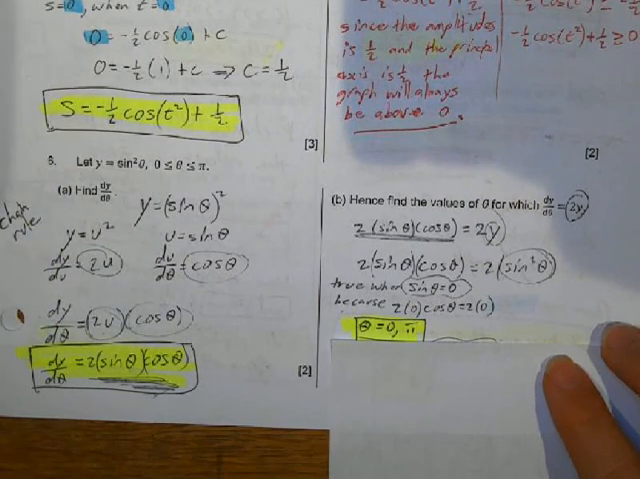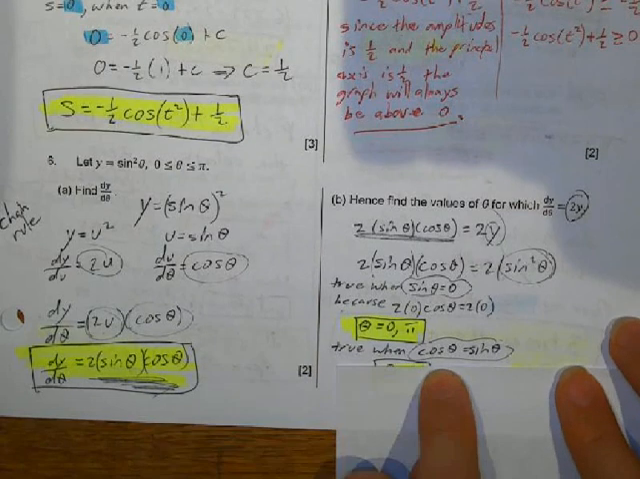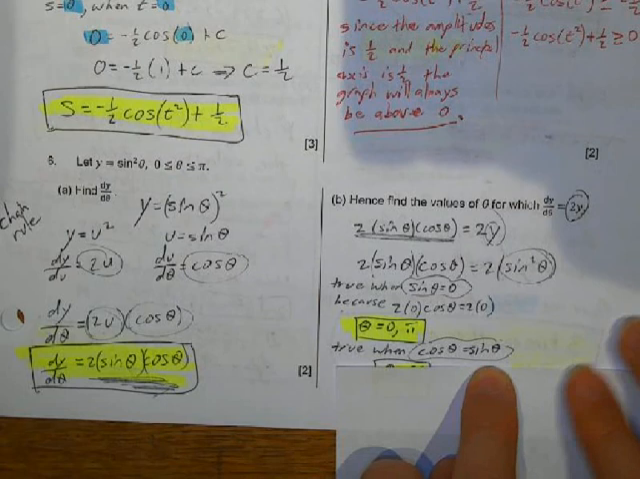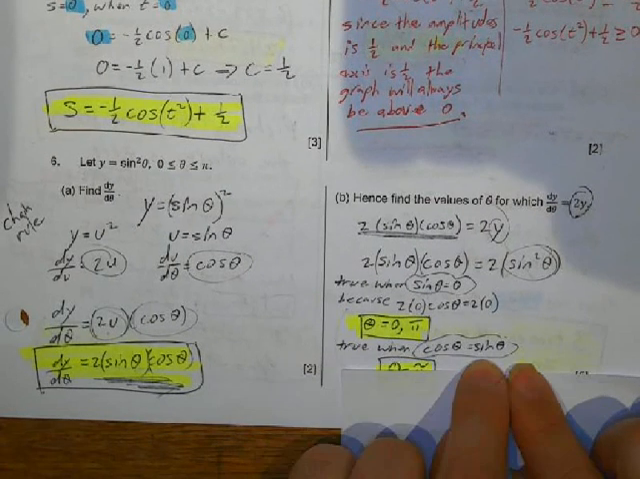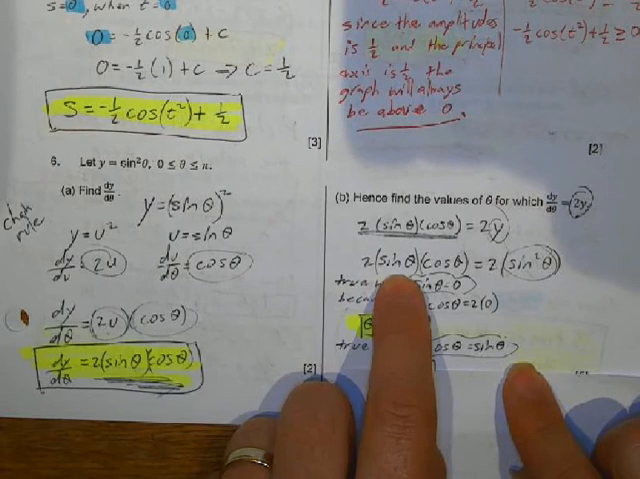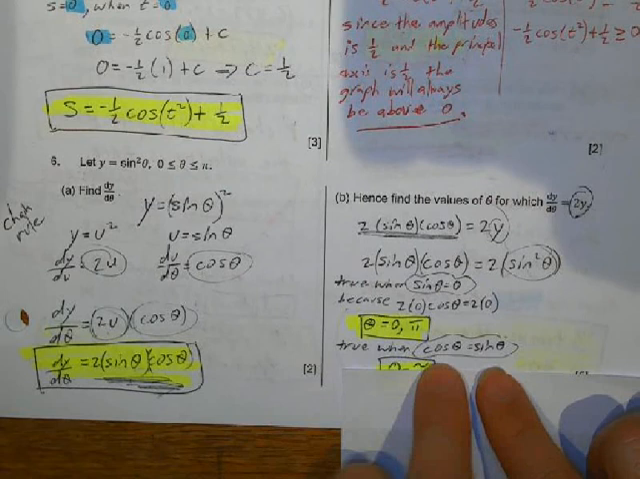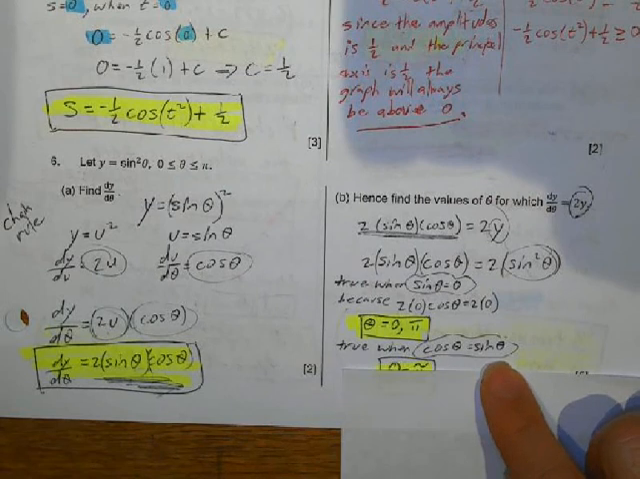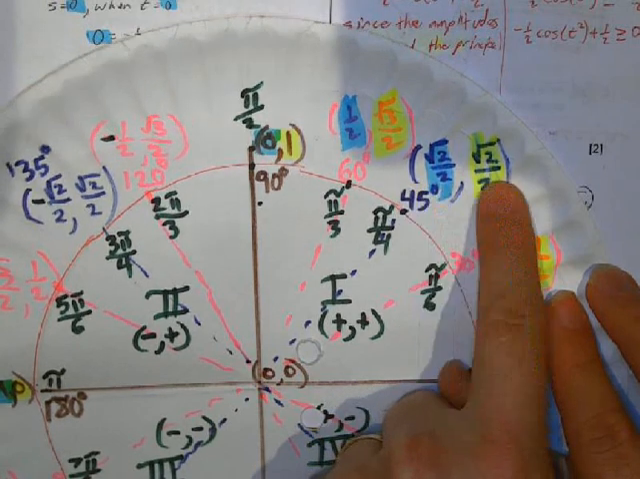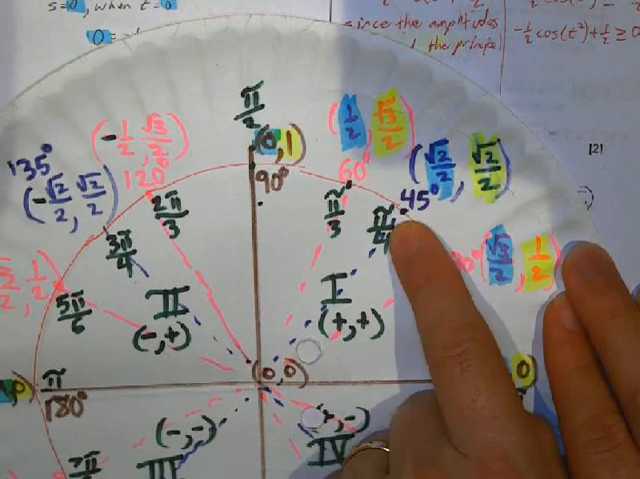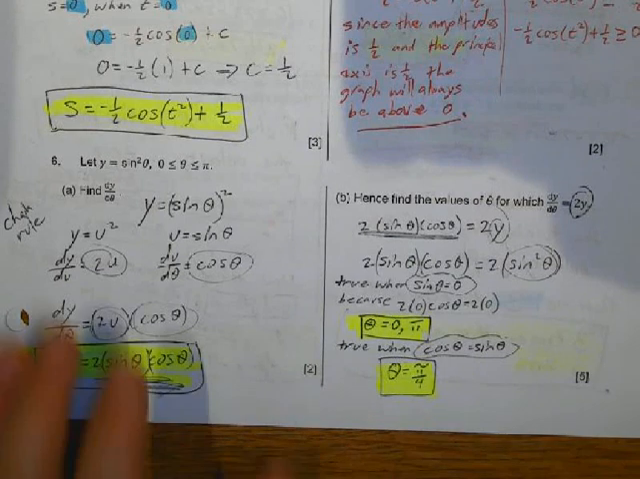The other place that it's going to be true is when cosine theta equals sine theta, because then 2 times sine theta equals 2 sine theta squared. So when is cosine theta equal to sine theta? Right here. These values are the same at pi over 4. Okay, next page.